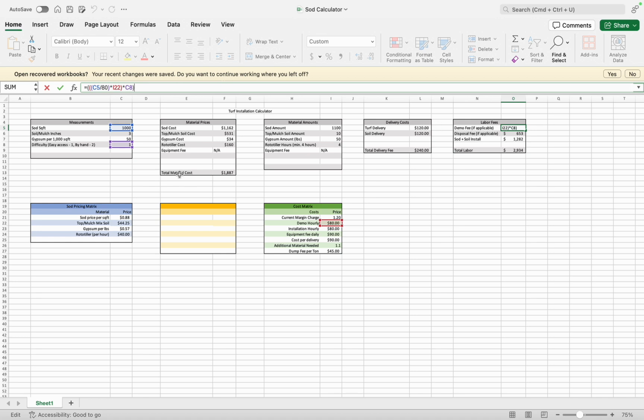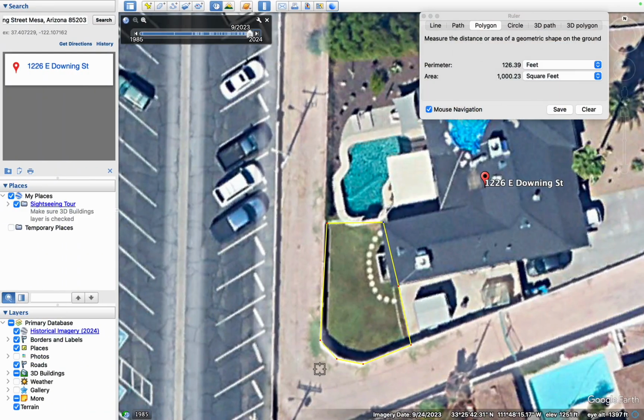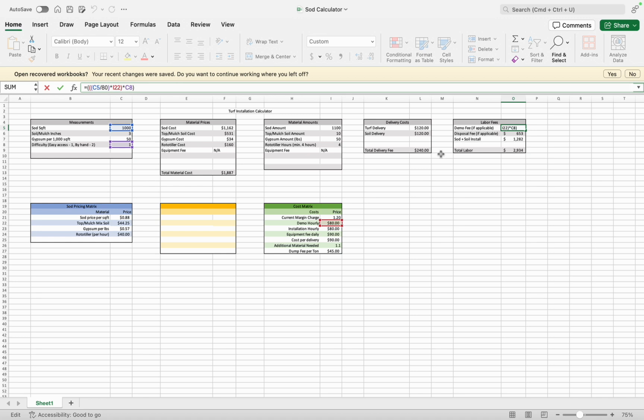When it comes to demo, in this scenario, we know we're going to have to take out the ground and this old sod. We demo it out 2 inches. It's just what we naturally do. We know from past experience with our numbers that one guy can demo about 80 square feet per hour, per man hour.